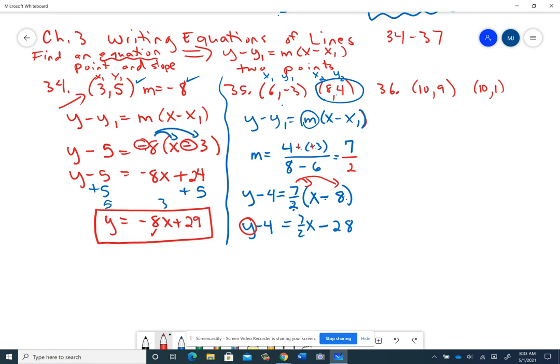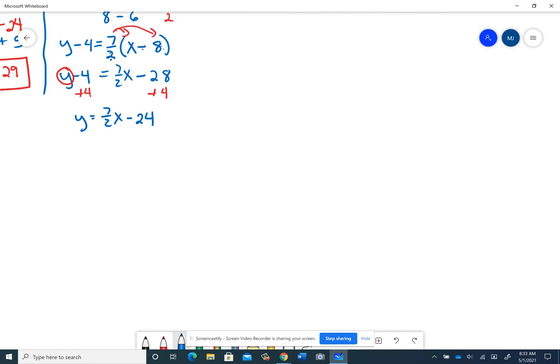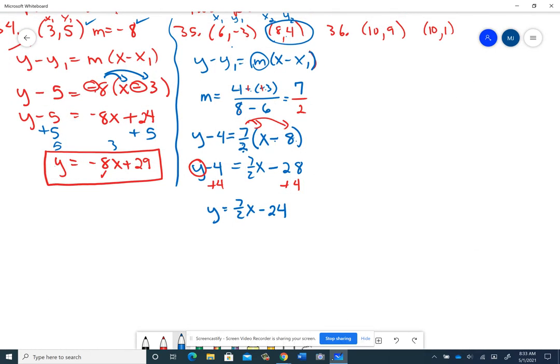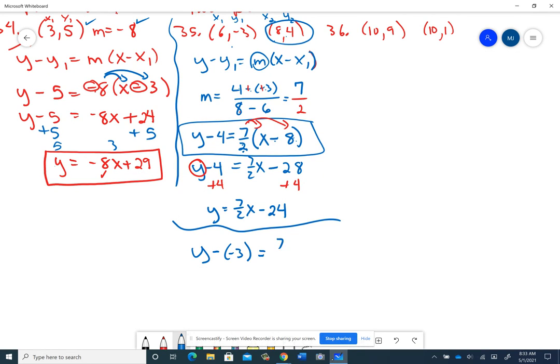And then you want to get this so y is by itself. So the last step would be to add 4. And you'd get y equals 7/2 x minus 24. Now let me show you what would happen if I had used the other point in there. Okay, what if at this spot right here I had used the other ordered pair? I would have had to do y minus -3 equals 7/2 x minus 6. Now this is your answer, so you wouldn't do both of these. This is the answer.